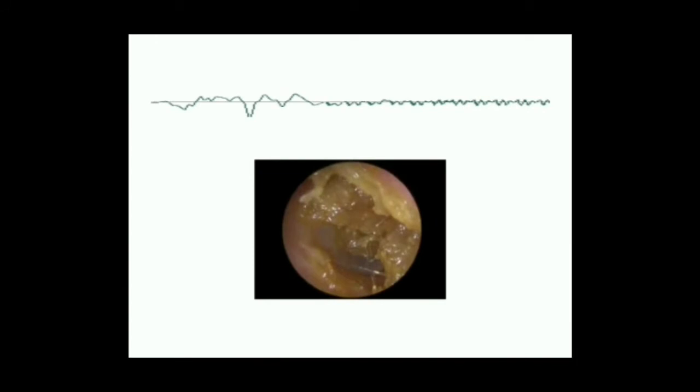What is this picture? This is a picture of impacted earwax. I said earwax is the normal secretion from the ceruminous glands present in the skin of the external auditory canal. But if it is excessively secreted or improperly cleaned, and it's very common in children, the earwax gets accumulated and blocks the ear canal. It will impair the conduction of sound, and it may also cause discomfort or pain in the ear.